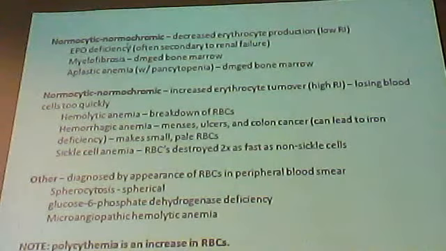Again, there's other types of normocytic normochromic disease, so red blood cell production could be low, you could have high turnover of those red blood cells, or some other problem.